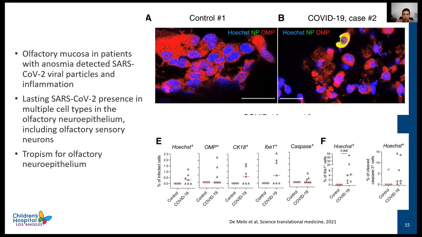And the lasting SARS-CoV-2 presence was seen in multiple cell types within the olfactory neuroepithelium, which included the olfactory sensory neurons. And within this study, they also went on to do an animal study by infecting a hamster and found that the SARS-CoV-2 had a specific tropism for the olfactory neuroepithelium and led to a decrease in the olfactory neuronal cells.